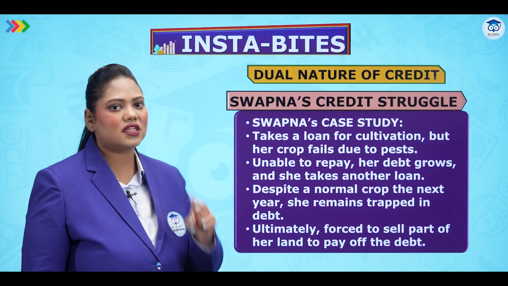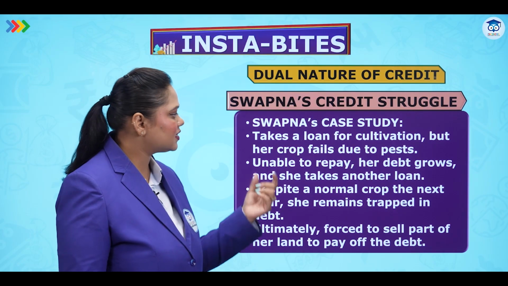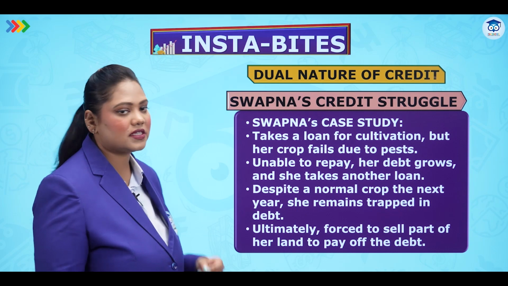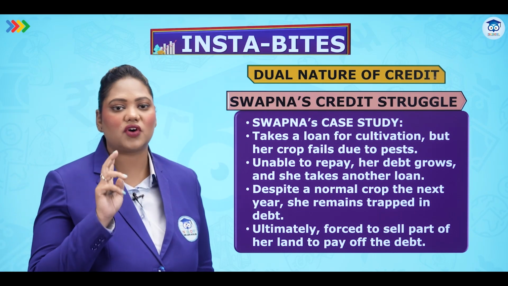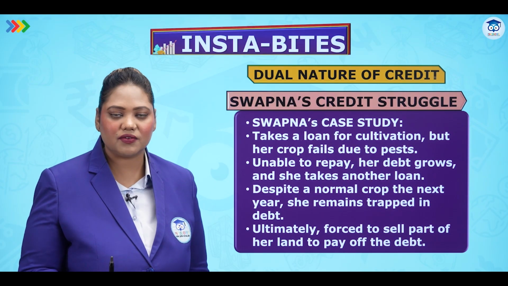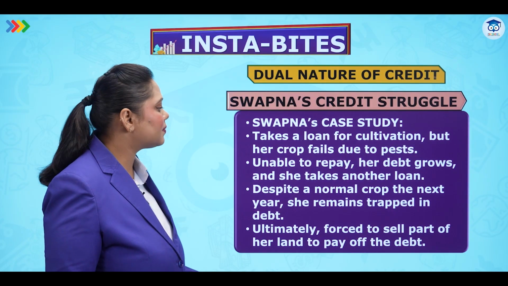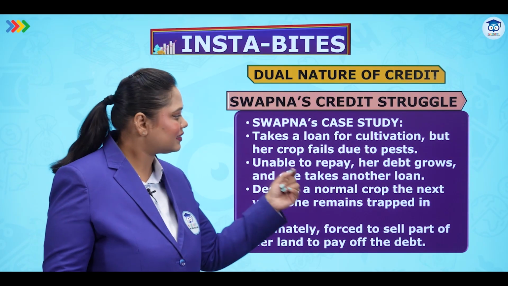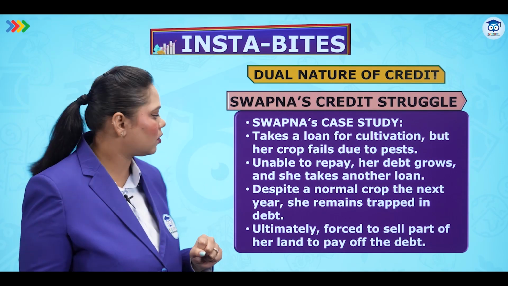Now, we are going to see another case study of Swapna. Swapna takes a loan for cultivation, but her crop fails due to pests. In this case study, Swapna is a farmer and she is borrowing a loan so that she can cultivate her crop. So she takes a loan for cultivation, but what happens? Her crop fails. Why? Because when the crop is growing, it is attacked by pests. Pests are small animals which eat the crop.